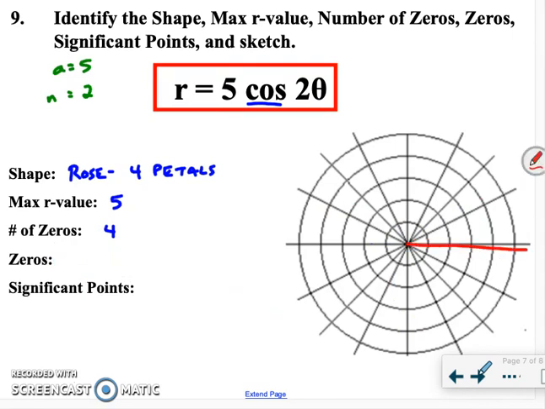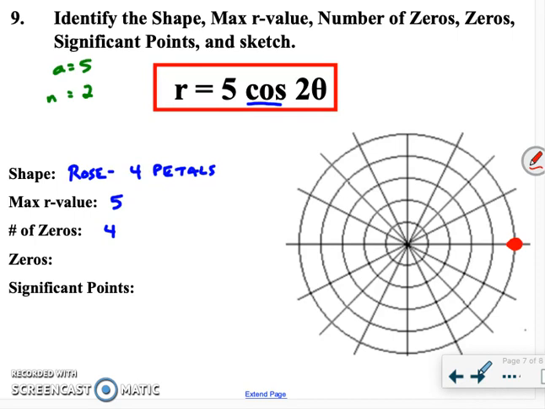We know that the first petal is going to live on the polar axis. So all that we have to do is hit the max R value of 5, so counting out 1, 2, 3, 4, 5, and there's the first petal. If you're wondering why it works out this way, just remember that we have to be symmetric to the polar axis, so the first point lives on the polar axis. That's just the way it goes.